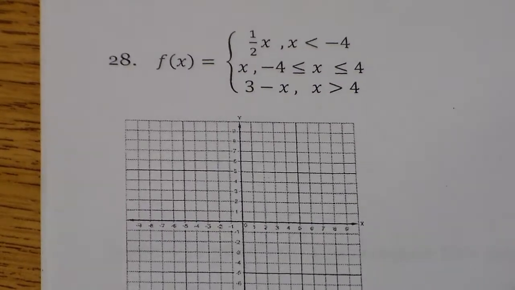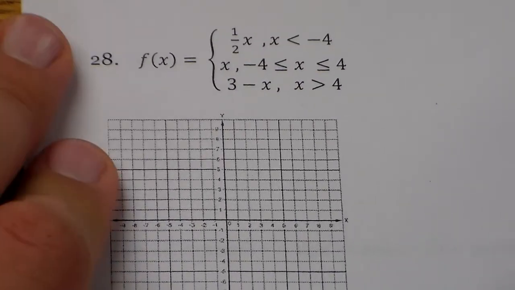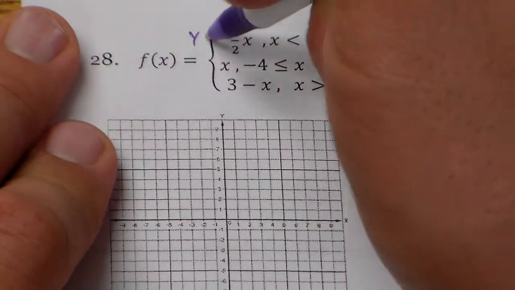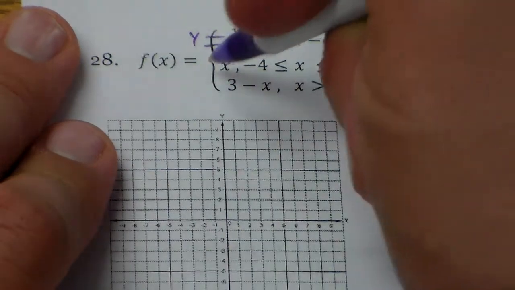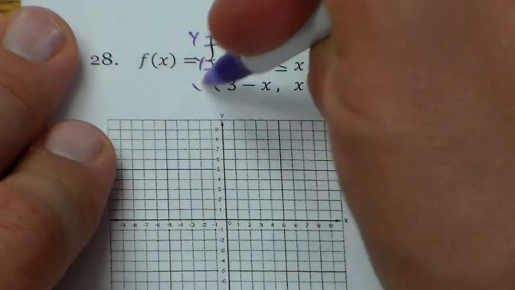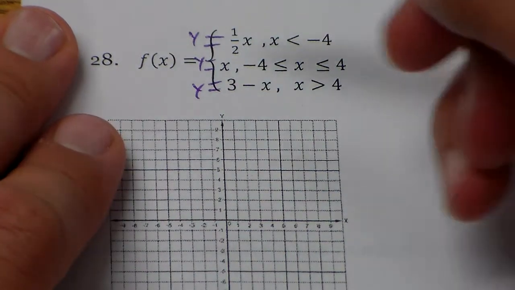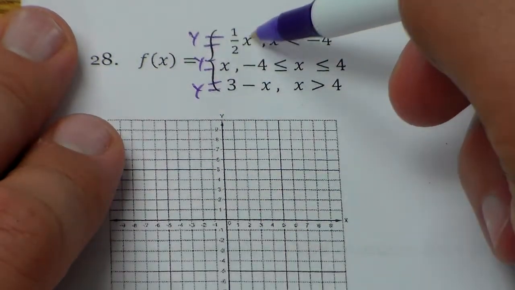Or you can actually do just graphing the line and looking at the boundaries, which I think is actually easier, really. So we're going to do y equals negative a half x. We're going to do y equals x, and we're going to do y equals 3 minus x. Awesome. So let's take a look at that y equals half x, okay?